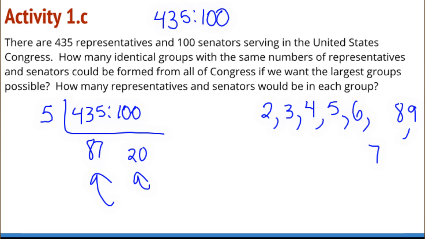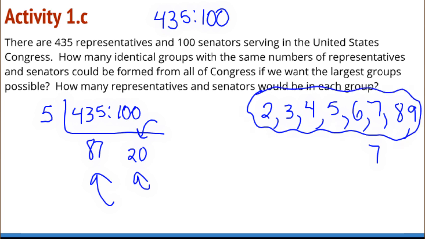So at this point, the only possibility that I might have would be a 7, but I know that 20 doesn't divide by 7. So running through my divisibility rules here, I think I've gone as far as I can. I think I've done everything I can with this problem. I think that we would make 5 groups, and I think we would have 87 representatives in each group, and I think we would have 20 senators in each group.